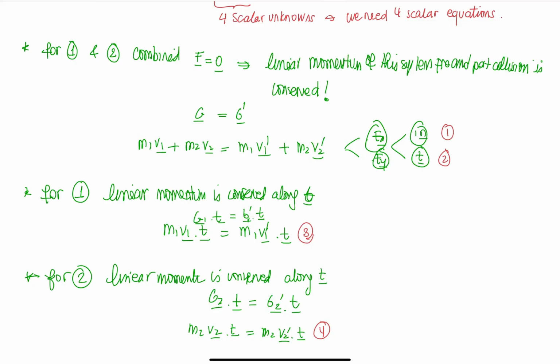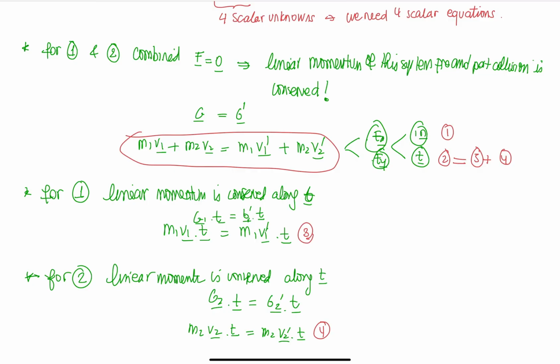But we have to be careful, we're not done, because I know that we now have 4 equations for 4 unknowns, but these equations are not independent. Basically, this equation, when projected along t, is the sum of the other two, 3 and 4, right? So equation 2 is equal to 3 plus 4. So these 4 equations are not independent. We need 4 independent equations to solve for the 4 unknowns.